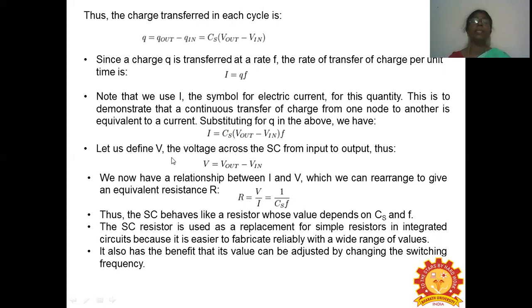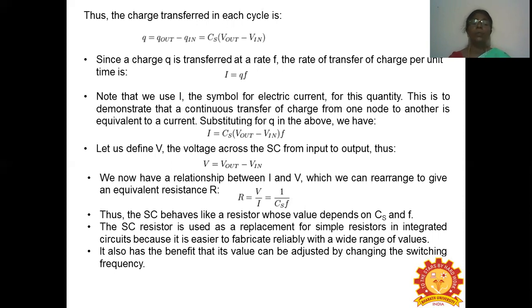Let us define the voltage V across the switched capacitor from the input to output. That is V equals the output voltage minus input voltage. We now have a relationship between the current I and voltage V, which can be rearranged to give the equivalent resistance R. By using Ohm's law, R equals V by I, which equals 1 divided by Cs times F. Cs is the capacitor.